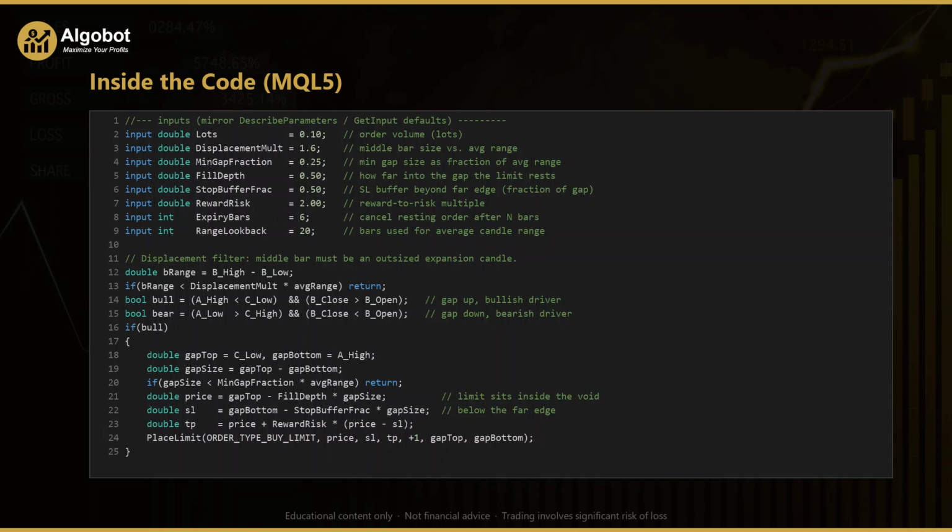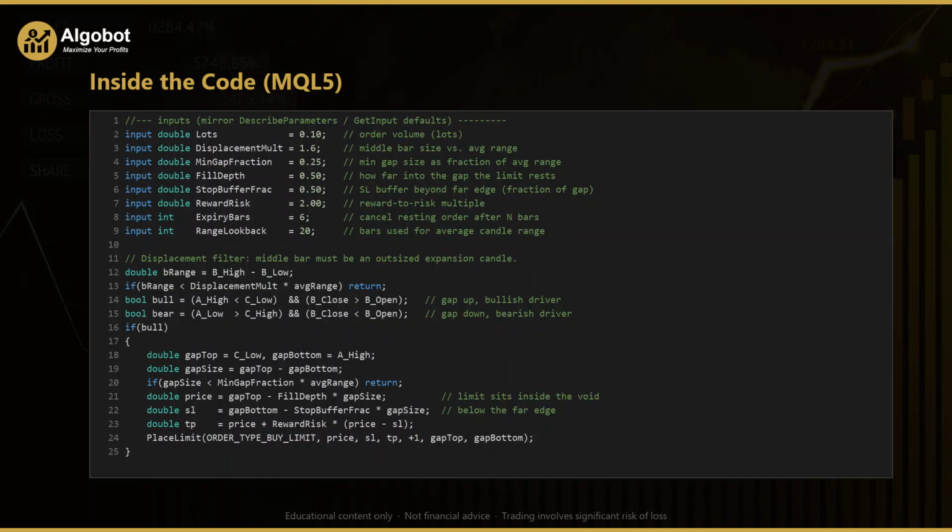Fill depth decides how deep into the gap the limit order rests. At 0, it sits at the near edge. At 1, it sits at the far edge. Stop buffer frac adds breathing room to the stop beyond the gap. Reward risk fixes the target as a multiple of the risk. Expiry bars cancels unfilled orders. And range loopback sets how many bars feed the average range.